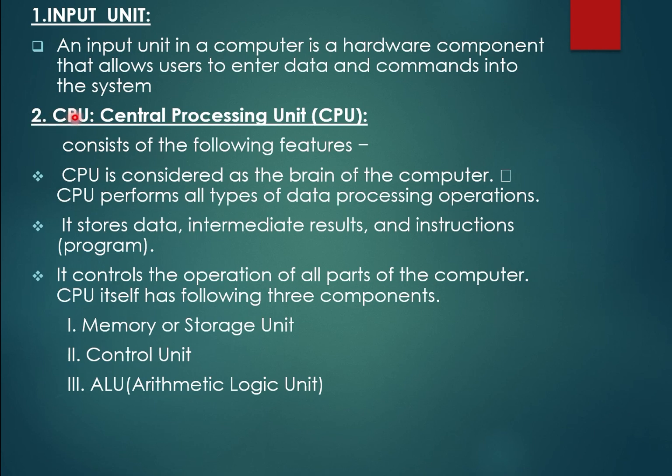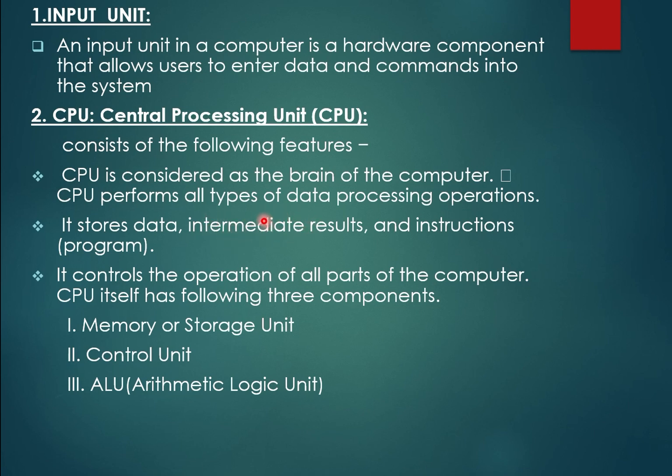And the second one is the central processing unit, which means the CPU is considered the brain of the computer. The CPU performs all types of data processing operations. Like the human brain, the CPU is the brain of the computer, which performs multiple tasks and complex calculations. It stores data, intermediate results, and instructions of a program. For example, if you want to add two numbers, 2 and 5, it will store the intermediate result, the addition of the two numbers, which is 7.